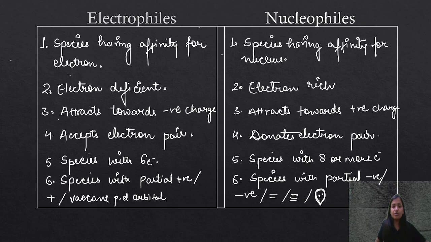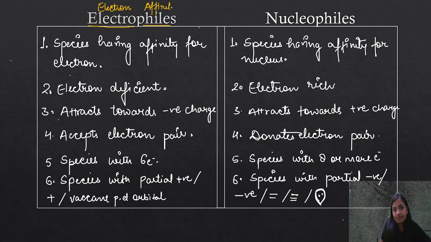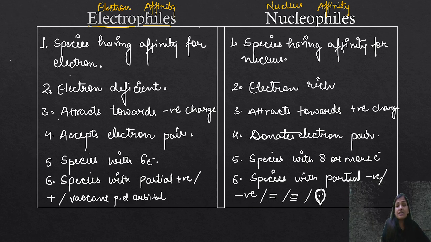First of all, let's go through the basic comparison between the electrophiles and the nucleophiles. As I simply said, electro means electron, phile means affinity, and affinity means attraction. And nucleophiles, nucleus means a positive charge thing, and phile means affinity. So anything that has affinity for the nucleus, and anything that has affinity for electrons.